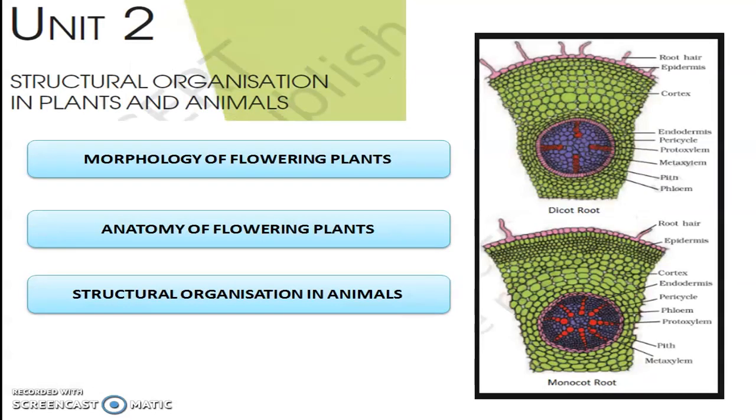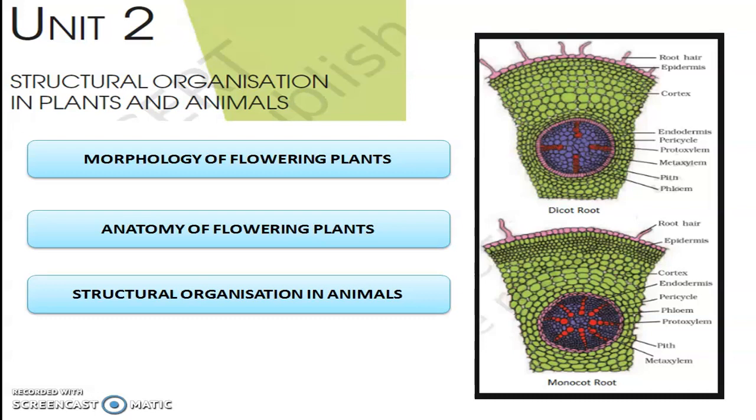Now we'll come to unit 2. Unit 2 is the structural organization in plants and animals. Basically, it is divided in 2 parts, that is in plants and then in animals. In plants, specifically in flowering plants, and in animals, we'll be dealing with insects. For example, cockroach is mentioned in your syllabus.